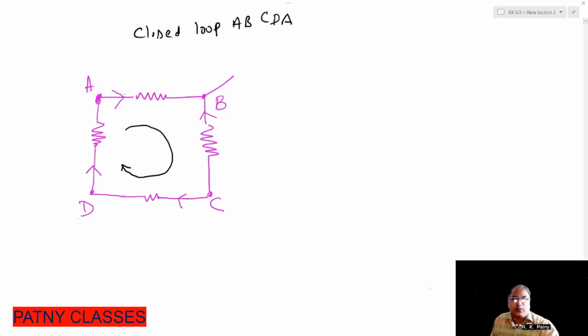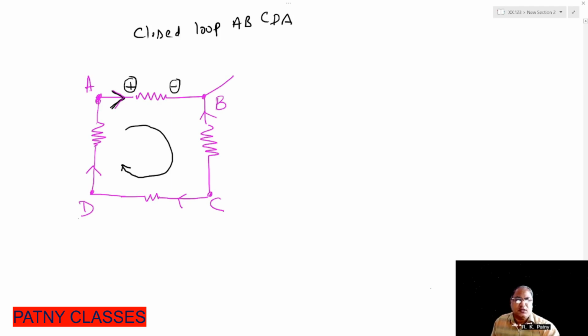Now when you are moving from A to B, this is the direction of current. Current always flows from higher potential to lower potential. So while moving from A to B, you are moving in the direction of current. This is the higher potential, which can be shown by the plus sign. The current is going to the point B, so this is the lower potential.